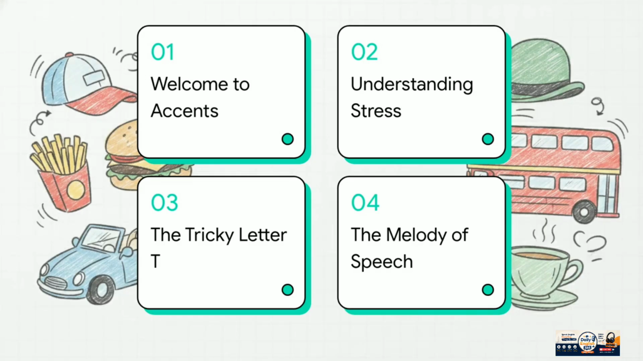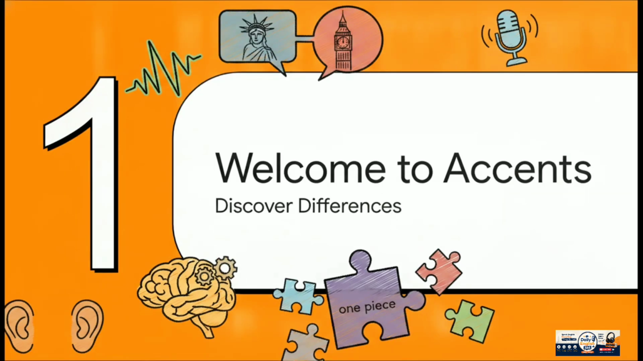Here is exactly what we're going to learn together today. First, a welcome to English accents. Second, understanding word stress. Third, the tricky letter T. And finally, fourth, the melody of speech. All right, let's jump right into Section 1.